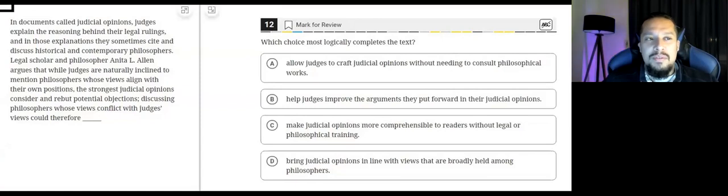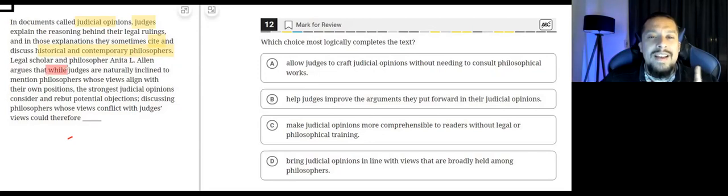Question number 12. So we already read the text, which logically concludes. Well, if you read through the text, it talks about judges, right? Or judicial opinions that judges make. And so these judges cite where they got their ruling from, historical and contemporary philosophers. Well, the legal scholar says these judges are naturally inclined. Now notice the contrast here. Why? This is really important information.